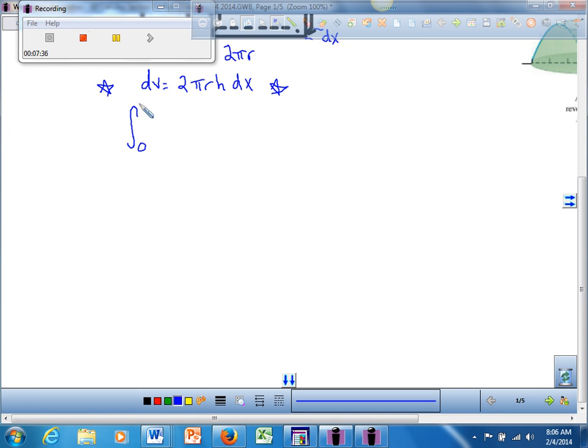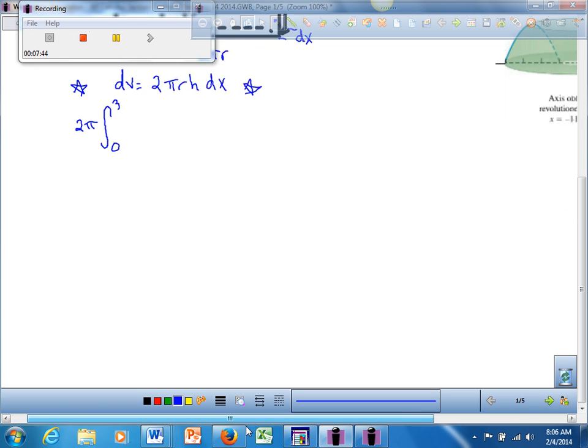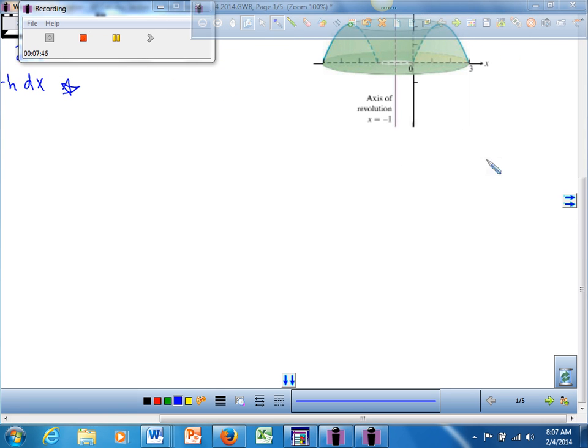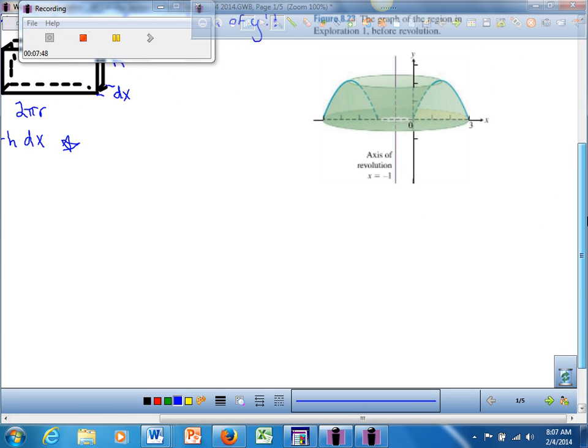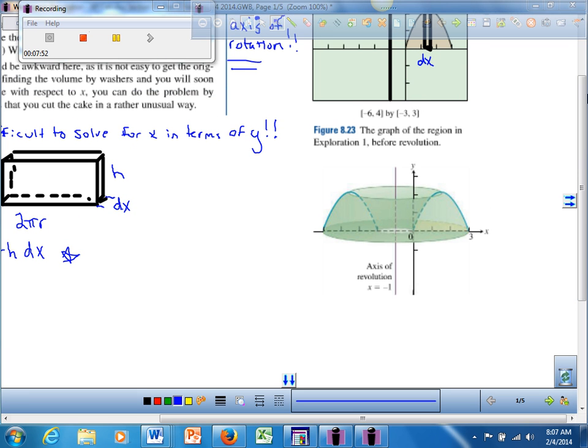From 0 to 3. I can bring my 2 pi out in front. All right, so now I need to think about the radius. With shifts and washers, I told you about how to draw the radius, so let me tell you how to think about the radius for this one.